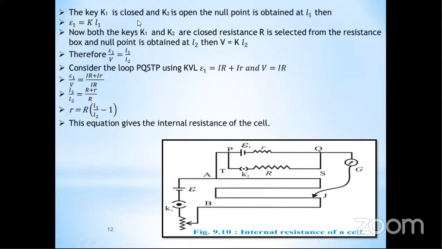The K1 is closed and K2 is open. Then throughout this A to B, we are going to take the null point and obtain L1. Therefore, E1 is equal to K L1. Now both the keys K1 and K2 are closed.